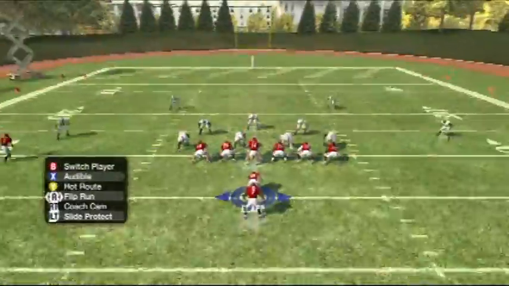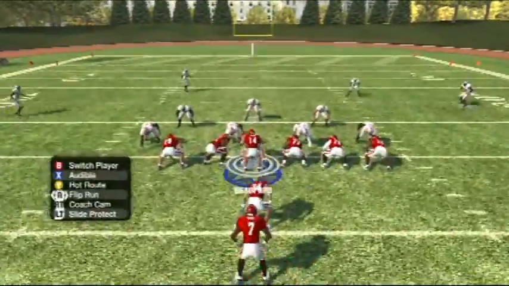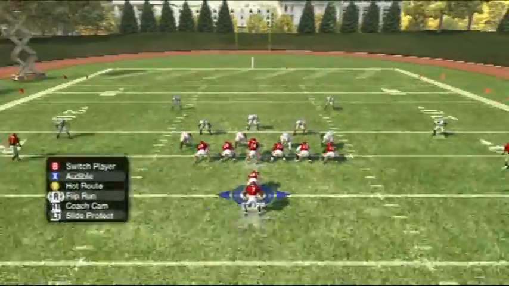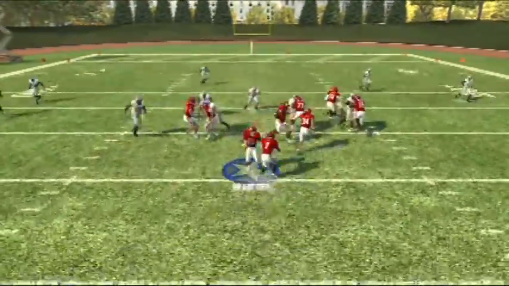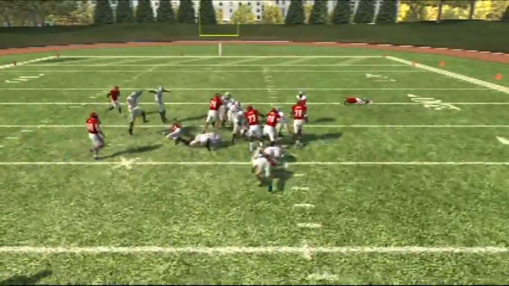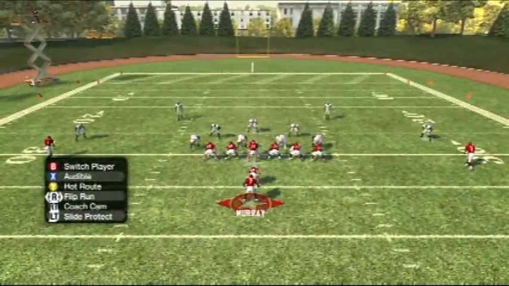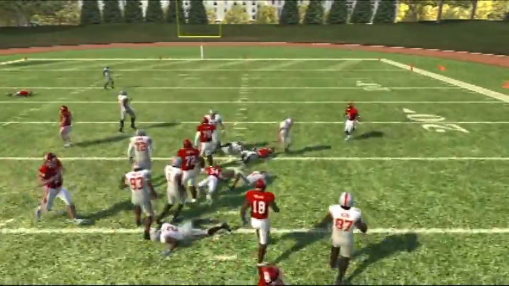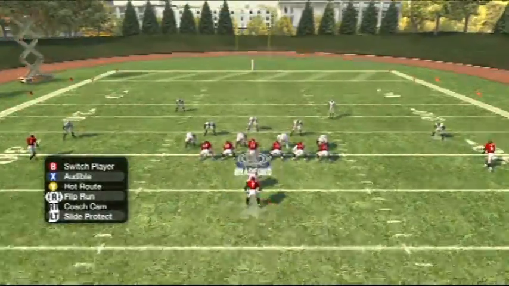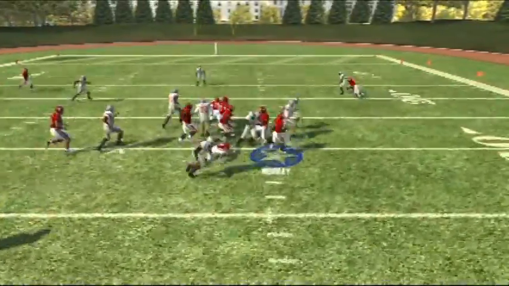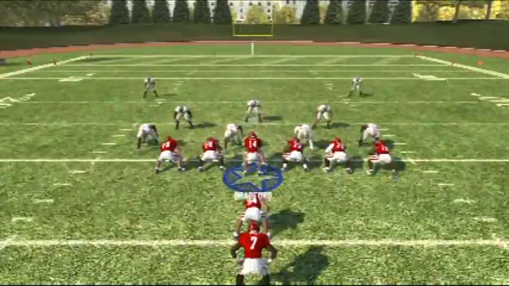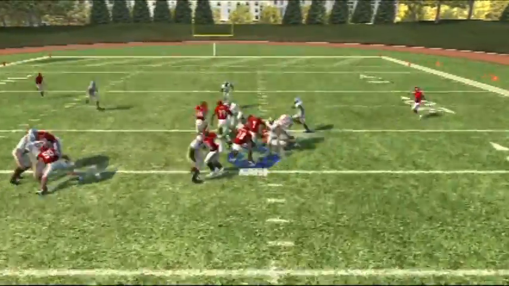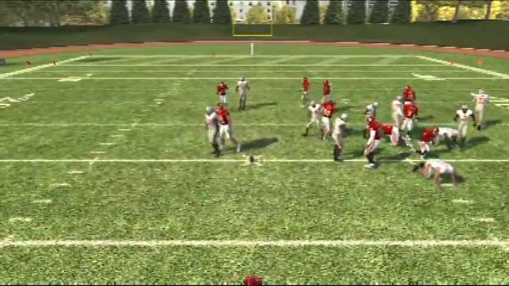So let me go ahead and show you what happens when you lead block control, because you get a totally different blocking scheme. We'll run it a couple times just to take a look at it in action, and then we'll go ahead and break it down in instant replay mode. Run it one more time, and then we'll look.